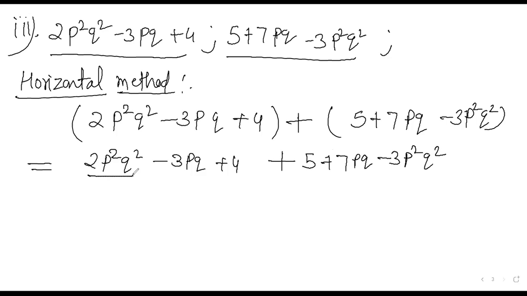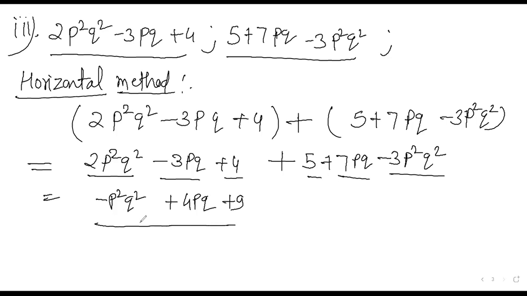Okay, now look, this one is a like term, this one is a like term, because the powers of the exponent will be the same in both cases. So 2p square minus 3p square q square gives you minus p square q square, because the sign of 3 is negative. Now this one minus, this one plus. Plus and minus means they will subtract, but the sign will be positive because 7 has a plus sign. So 4pq, and 5 plus 4 is 9, it's very easy. So this is the answer for the given polynomials if you add them.